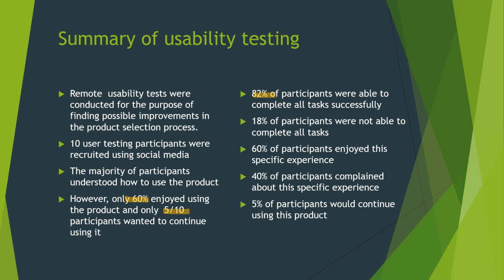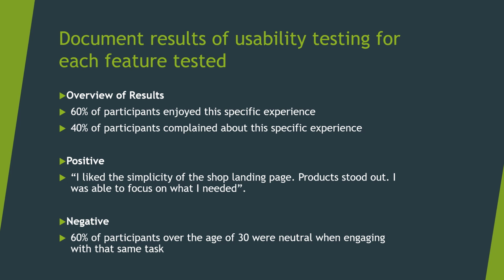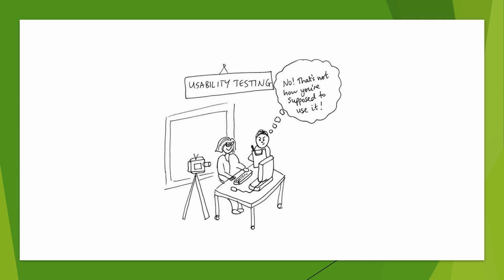Here we've got some more quantitative information: 82% of the participants were able to complete the task. So we summarize the different information that we've gathered from our tests. And then here are some more examples of how we would document the results of the usability testing for each of the features that we've tested. Have an overall result, again with quantitative information: 60% enjoyed the specific experience, whereas 40% complained about it. Maybe even have some direct quotes so that your stakeholders understand what the tester was actually experiencing, and include both positive and negative information within the documentation. By following all of these, you should have a good usability test, whether you're testing a website or a mobile app.